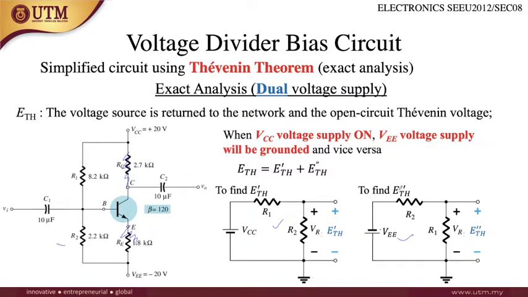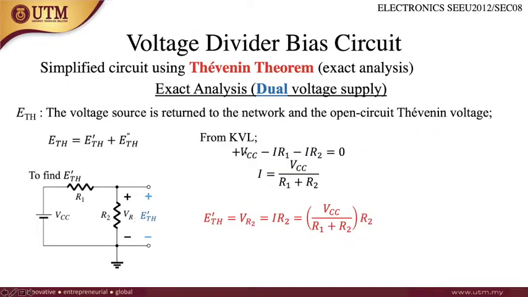the position of R1 and R2 for each E prime TH and E prime prime TH, what you need to do is calculate the value of E prime TH and E prime prime TH. I think E prime TH shouldn't be any problem because it is the same as the single voltage supply, right?